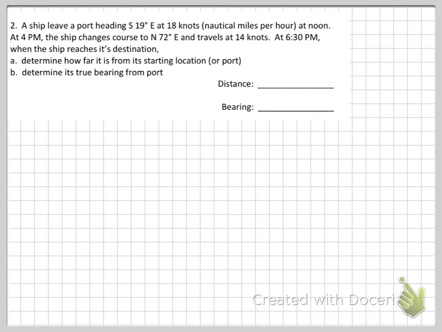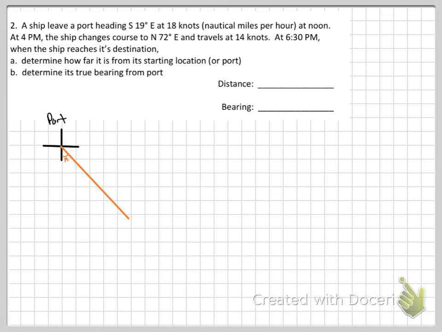Start with the compass, and let's label it port before we forget. Okay, the first thing this ship does is goes south 19 degrees east. So from south to east, so this way, the angle touches south and that new orange line. So in here is 19. Then it's going to change course.